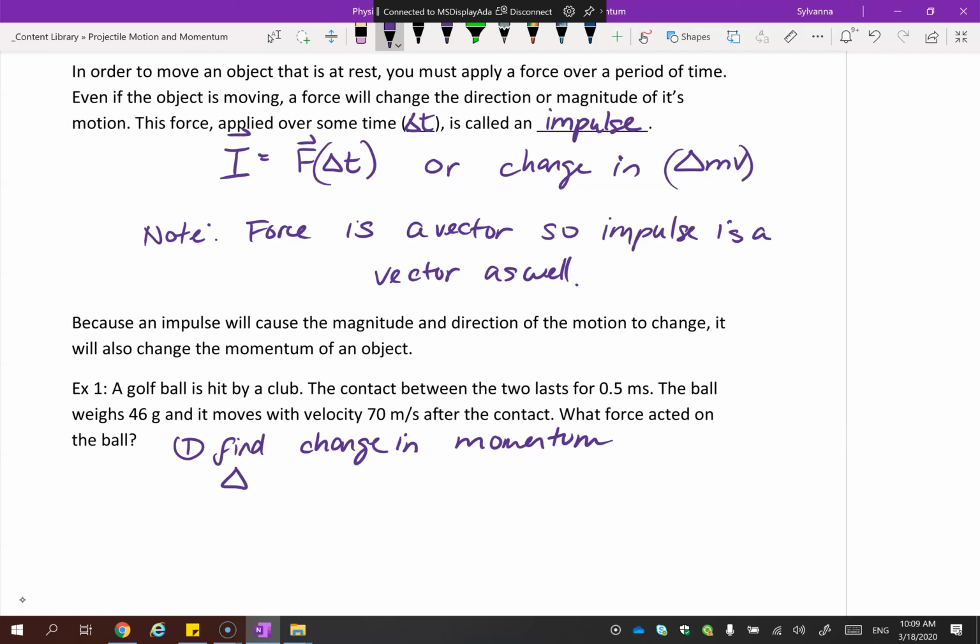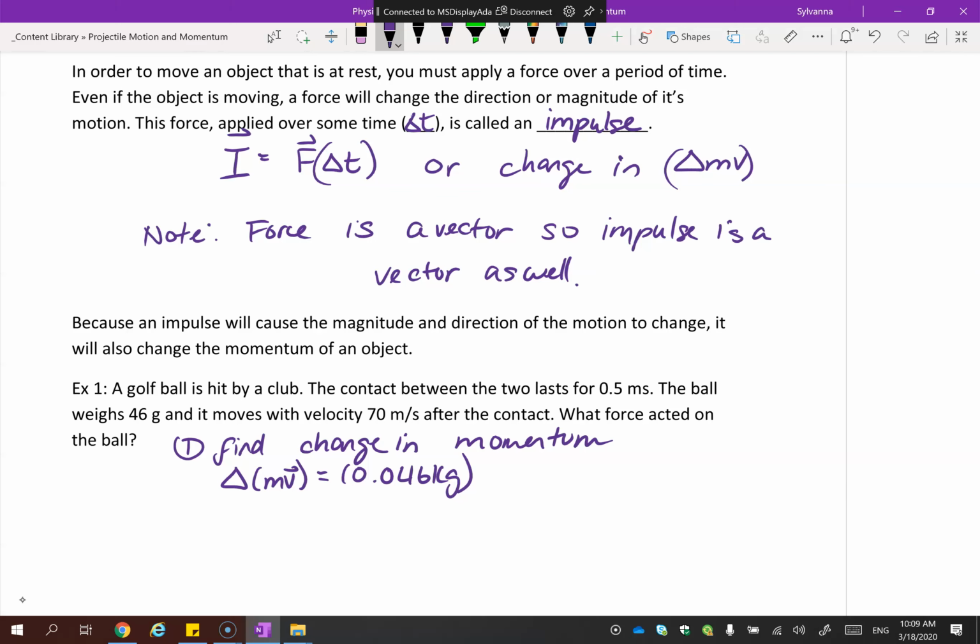So we're going to calculate the change in momentum, which is mass times velocity. So our mass was 46 grams. We need to change this into kilograms, so you're going to divide this. And once you do, you're going to get 0.046 kilograms. Remember, you would divide that by 1,000.